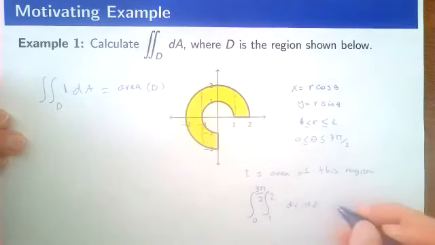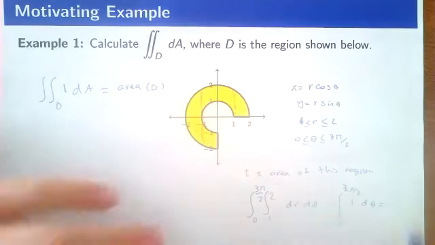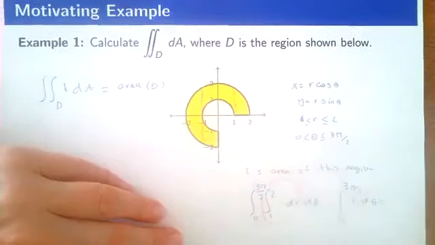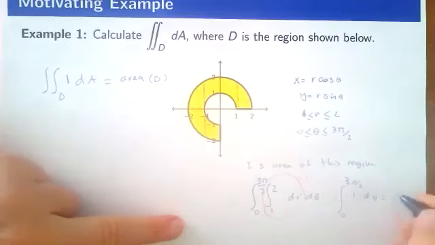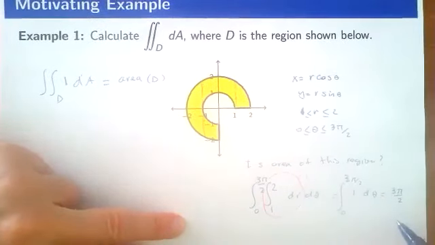And if you compute this, the innermost integral is going to be 2 minus 1, which is 1, from 0 to 3 pi over 2 d theta. So this part ends up being equal to 1. And then the outer integral is going to be 3 pi over 2. Is this the area? Turns out to be not true.